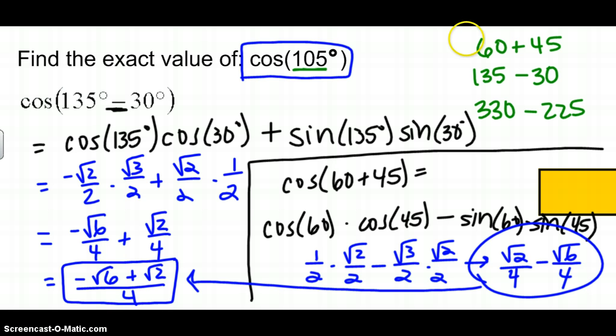So it does not matter as long as you're picking two angles on the unit circle and accurately putting them together using your formulas. This might look a little different in the middle, but your final answer should come out the same.